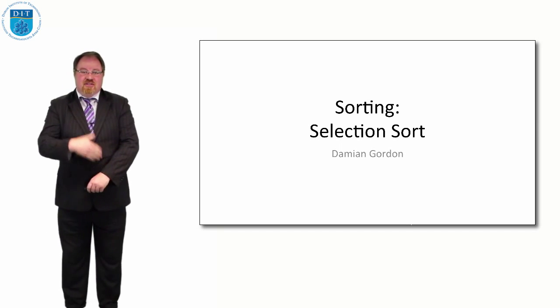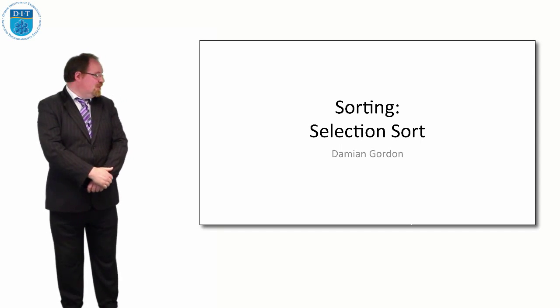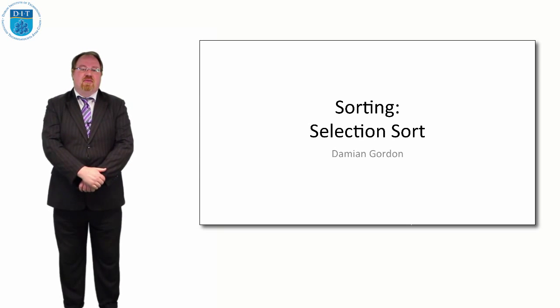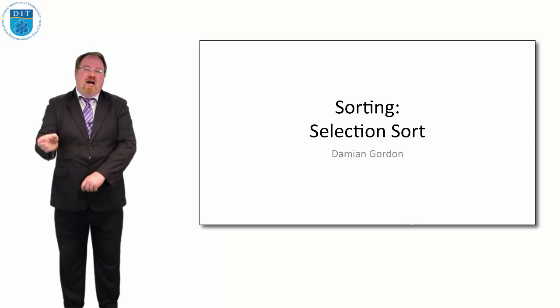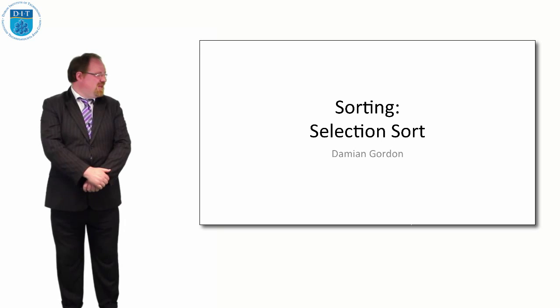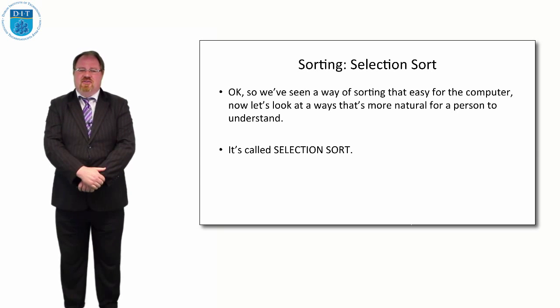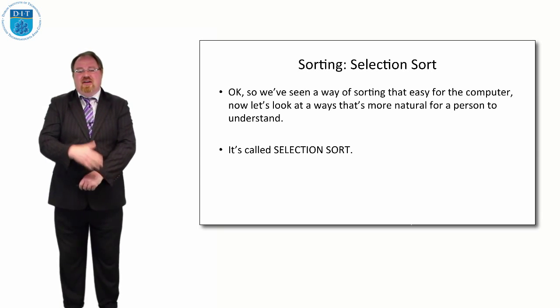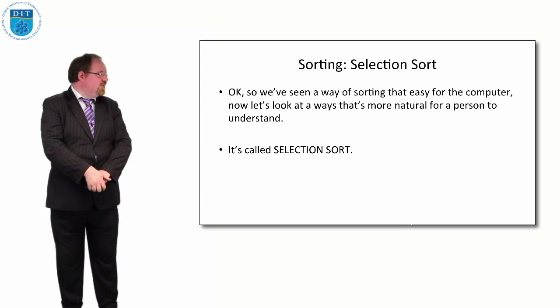In this episode we're going to look at a different kind of sort. So we've looked at bubble sort and how to optimize it. We're going to look at a different way of achieving the same thing. So if we have a list of values, how to sort them in order. It's called SelectionSort, and I think it's much easier for a person to understand this approach to sorting, although it's less natural for the computer somewhat.